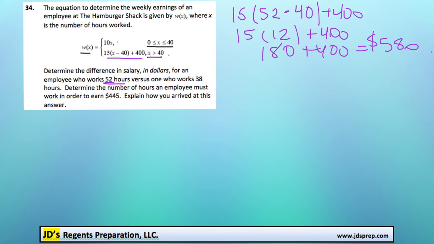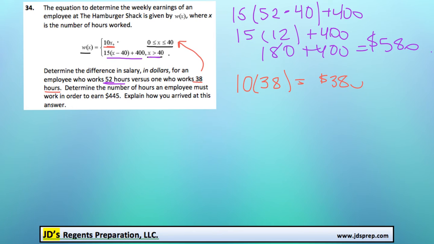Okay, so now we're going to compare that to the person who worked 38 hours, and because 38 fits between 0 and 40, we're going to use the 10x equation instead. So that's going to be much faster. We're simply doing 10 times 38, and that would get us $380.